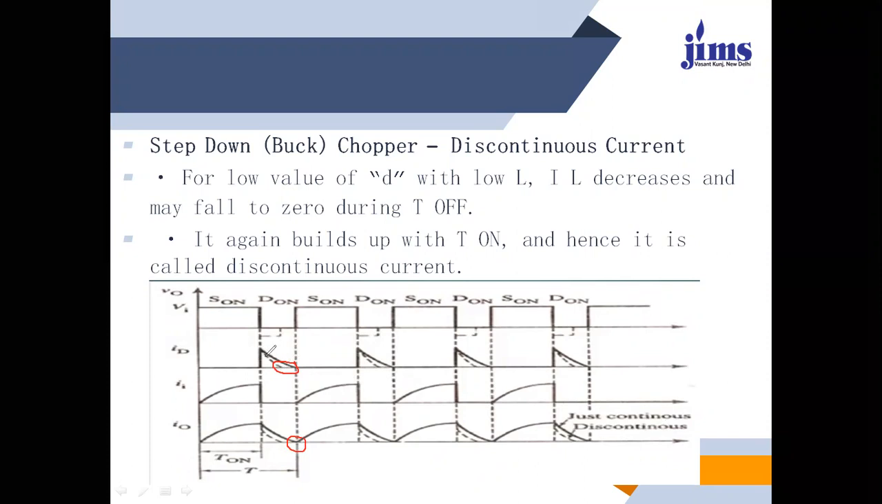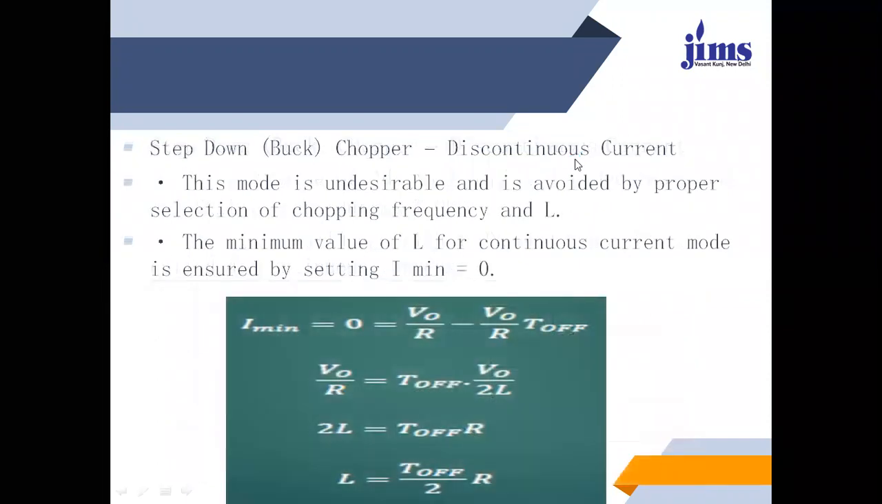There are two conditions applicable. One is this one, and the other is the dotted part. The dotted part indicates that for some time there is no current flowing at the output side, while the diode is unable to operate to give the output current at this moment. Step down chopper with discontinuous current: this mode is undesirable and is avoided by proper selection of chopping frequency and inductance.